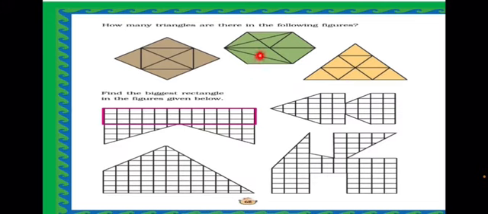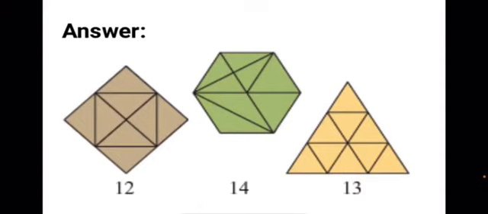So now you can see these triangles are visible. 1, 2, 3, 4, 5, 6, 7 and 8. Now this is 9. This is 10. Now this is 11. Can you see this? And this is 12. Now this is 13. Can you see this? This is 13 and this is 14. So there should be 14 triangles. Yes, there are 14 triangles over here.